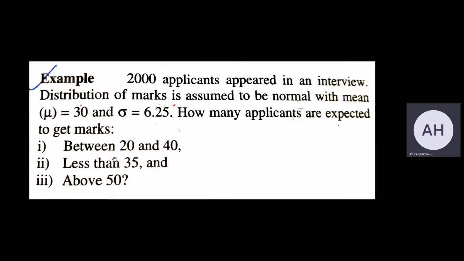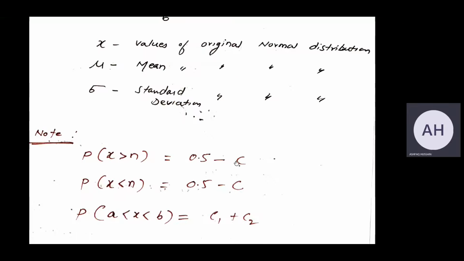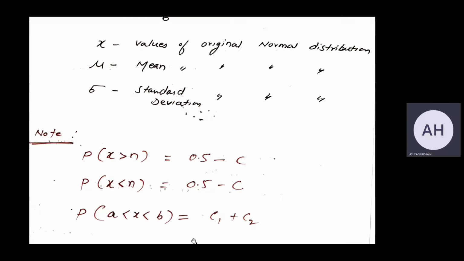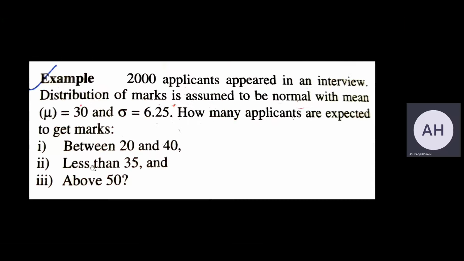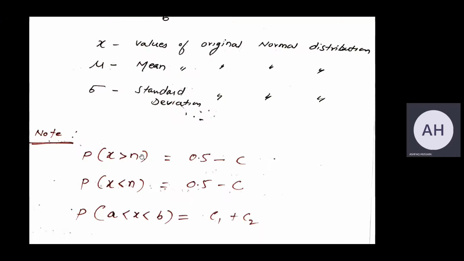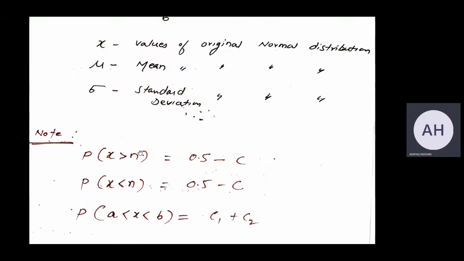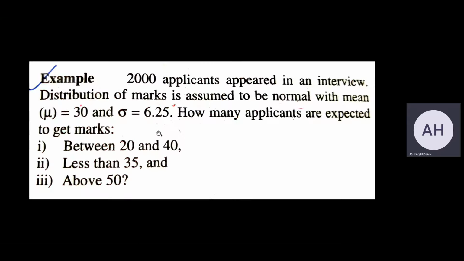Next, how many students have less than 35, and how many students are above 50? We will use these conditions here. Between 20 and 40 means we use the equation with c1 and c2. Then for less than 35, we can use x less than n, that is 0.5 minus c. And for greater than or above 50, again we can use the same equation, 0.5 minus c. These c values will depend on alpha. Now we'll go to the solution of this example.